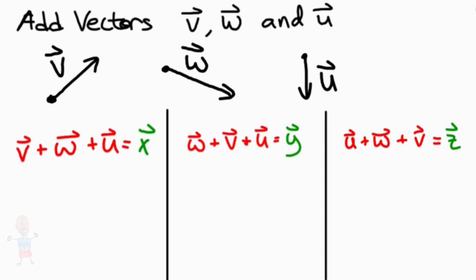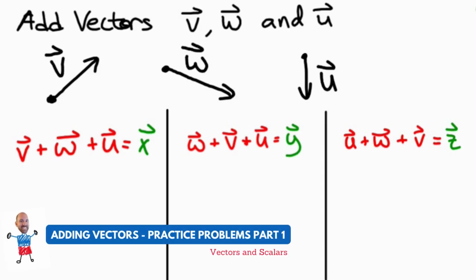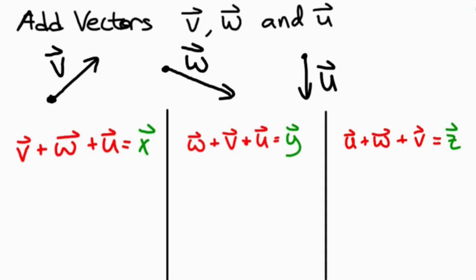Okay, so let's get into another problem where we're going to be adding vectors. So we're going to add the vectors vector v, vector w, and vector u. Okay, so for the first problem over here, it says that we're going to be adding vector v plus vector w and then plus vector u to equal our resultant vector x.